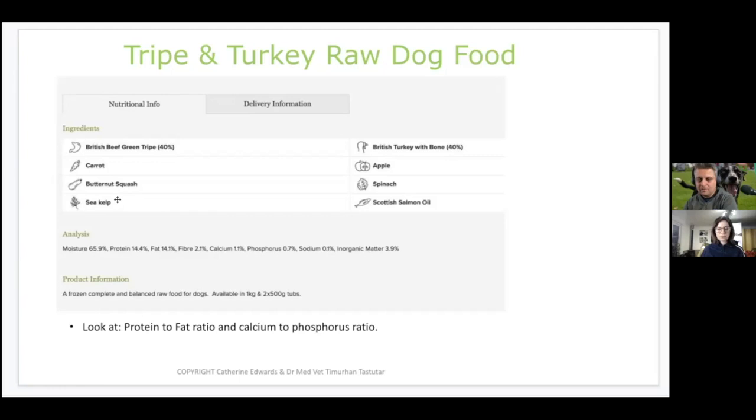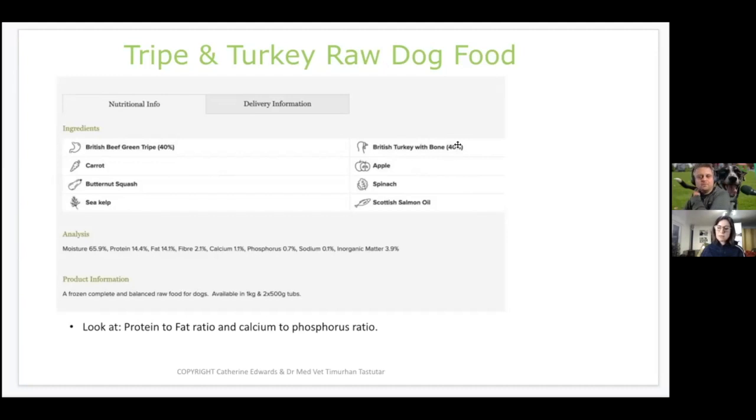I don't think that eating it from time to time would be a problem, but they contain just too many heavy metals and other things that prohibit the sea kelp farmers from selling it for human consumption. Right? So again, British turkey with bone. How much bone? We don't know. What part of turkey? We don't know.